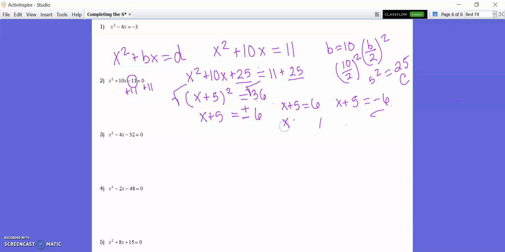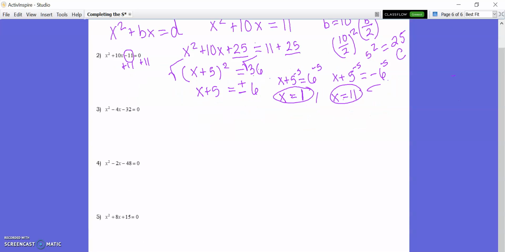I get x equals, we're subtracting 5 here, x equals 1. Over here, again, we're subtracting 5. We're going to get x equals negative 11. So 2 solutions for question number 2.